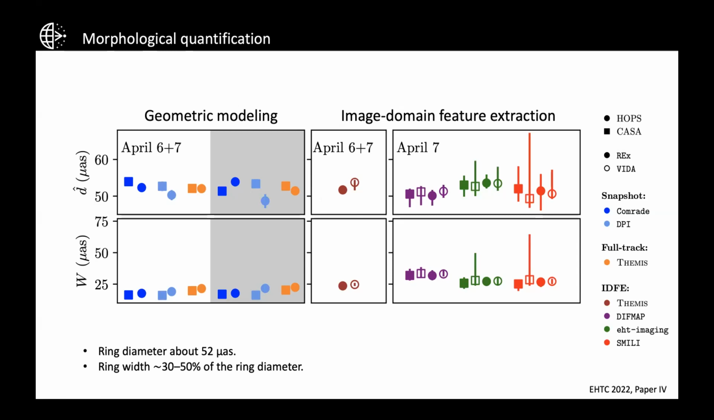And in the bottom panel, there is the ring width, which is found to be around 30 to 50% of the ring diameter indicated here at the bottom. And again, you see how this is in great and amazing agreement across all these different and independent models.